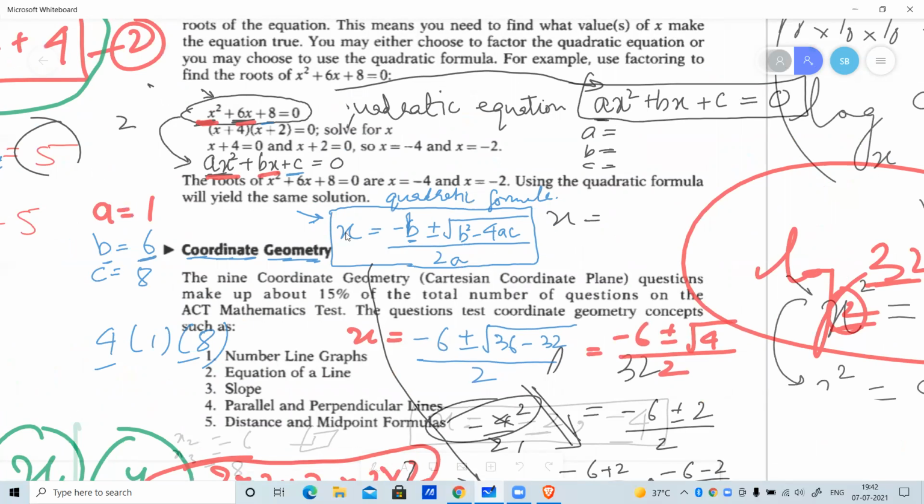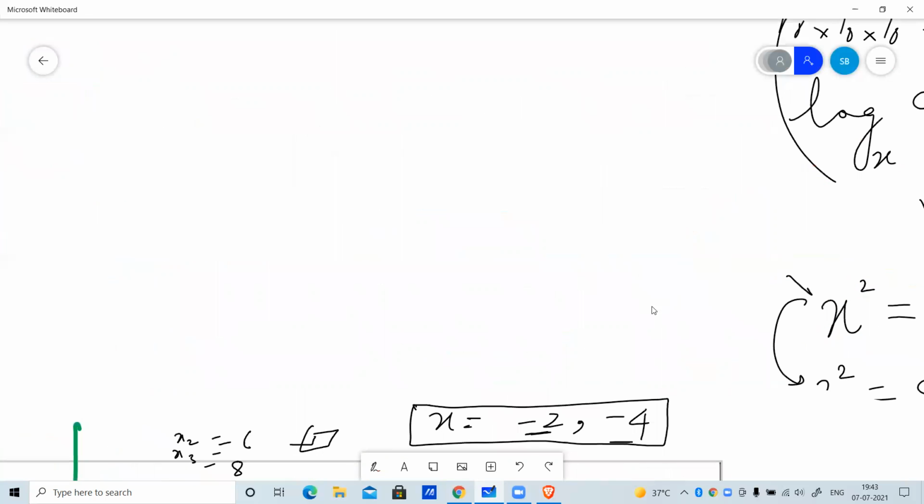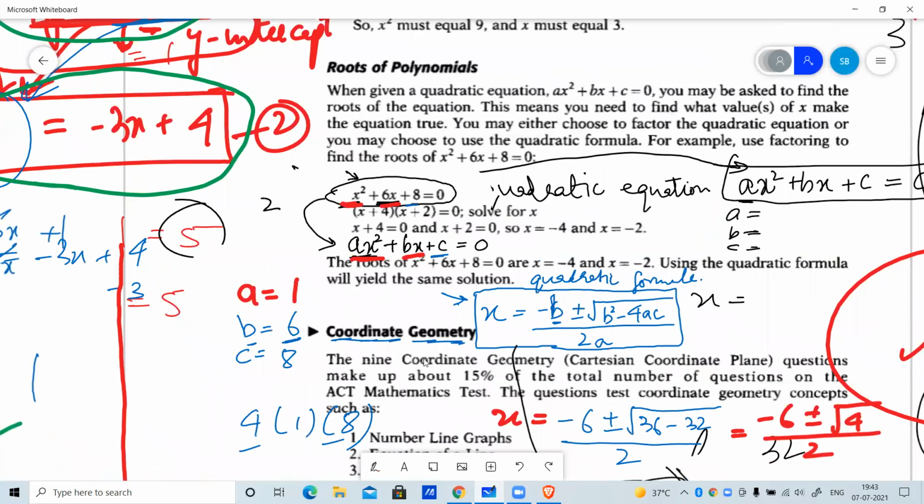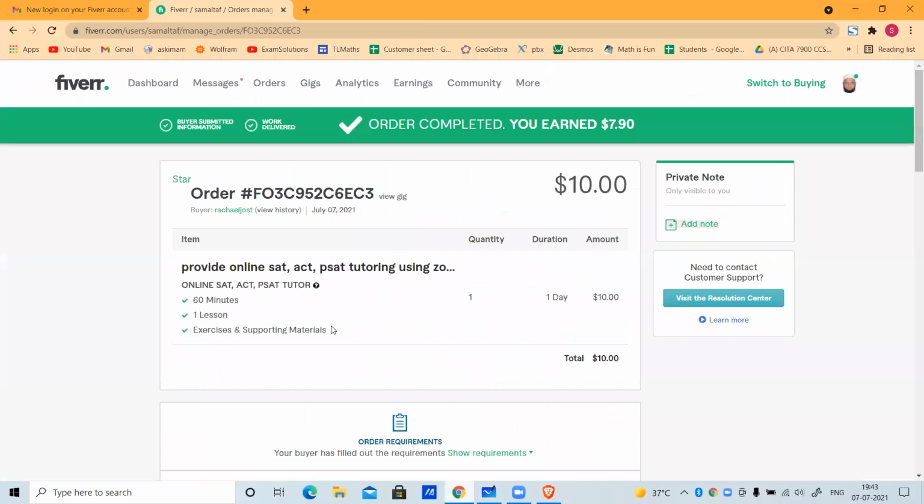Can you write the answer for me for a second? How much was that? I think it was -2 and -4. All right, so -2 and -4. Please write it somewhere. I want to show you something. So the equation is x squared plus 6x plus 8 equals 0. I will graph it.